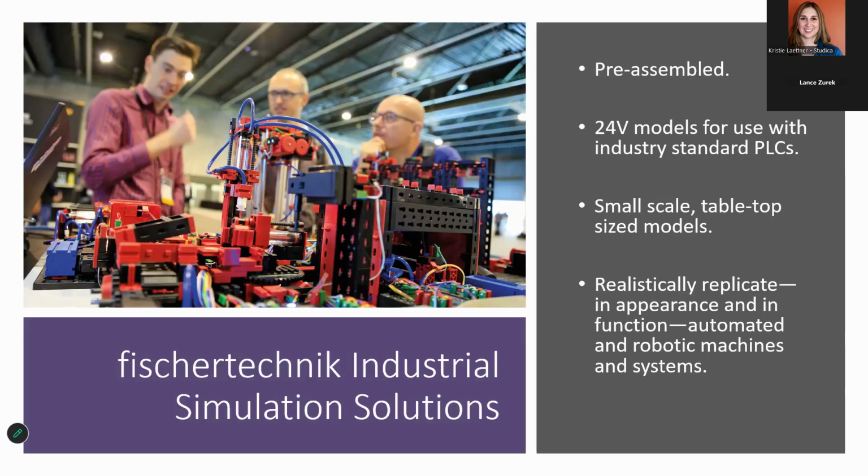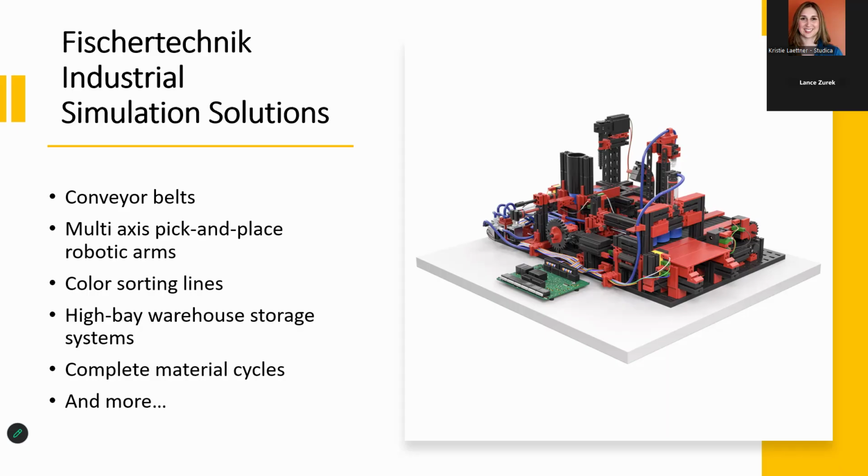Now, the line of fischertechnik simulation solutions, which of course the model we're looking at today is one of those models, these are something much different. Again, this line of simulation models, these are not kits. They are pre-assembled small scale models, which again are designed to replicate in appearance and function various automated robotic machines and systems. Models in the fischertechnik simulation line will include, among other things, things like conveyor belts, multi-axis pick-and-place robotic arms, color sorting lines, and even high bay warehouse storage systems.